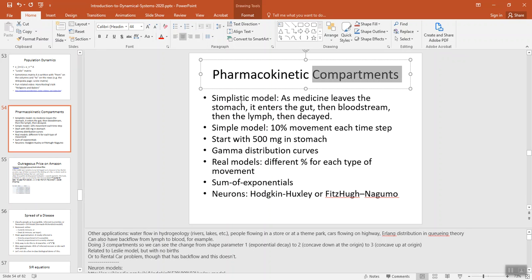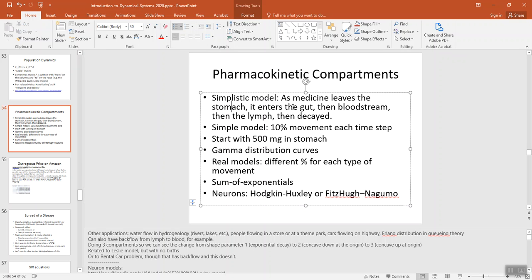So the compartments we'll think about for today: if someone swallows a pill and medicine, it starts in the stomach, then it goes to the intestines, then into the bloodstream, then into the lymph, and then it just decays. The molecules get attacked or changed or whatever, so they aren't molecules of that same medicine anymore.